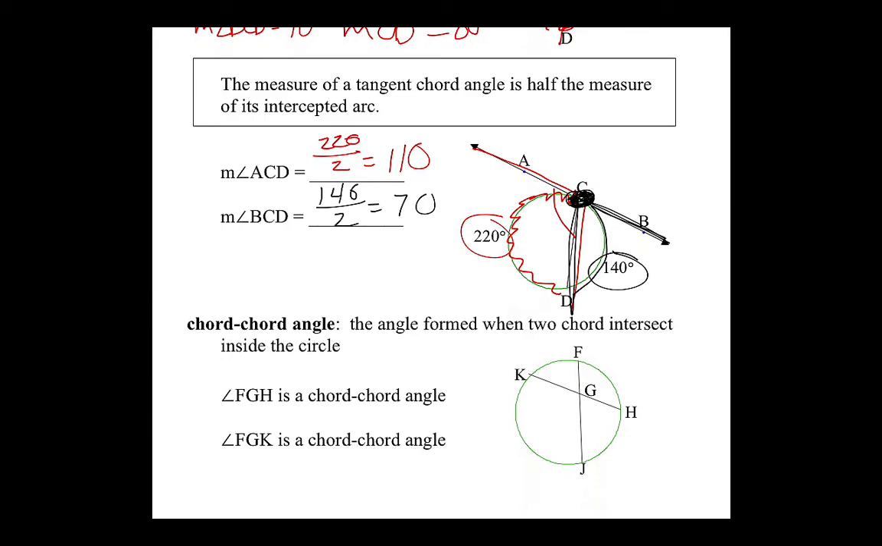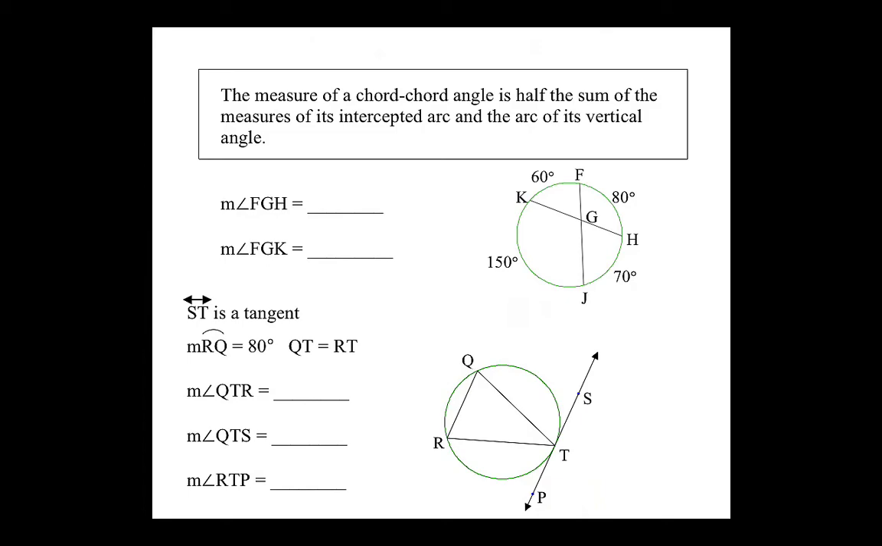Now you will not get an angle on the circle if you have what's called a chord-chord angle. A chord-chord angle is exactly what it sounds like. It's created when you have two chords intersecting each other. So over here you can see chord FJ is intersecting chord KH, creating this chord-chord angle. So you have four of them. FGK would be a chord-chord angle, and we know it's going to be congruent to HGJ because those are vertical. And then you're also going to get chord-chord angles FGH and KGJ. So those are what we call chord-chord angles.